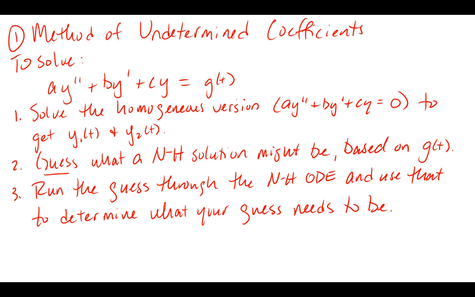What does it mean to make a guess for a solution? It means we're going to run the guess through the ODE by plugging it in for y and y prime and y double prime. And what's going to happen is there's going to be one or more undetermined coefficients in our guess. We did some examples of this in the last video, and what we saw was that these undetermined coefficients become determined.